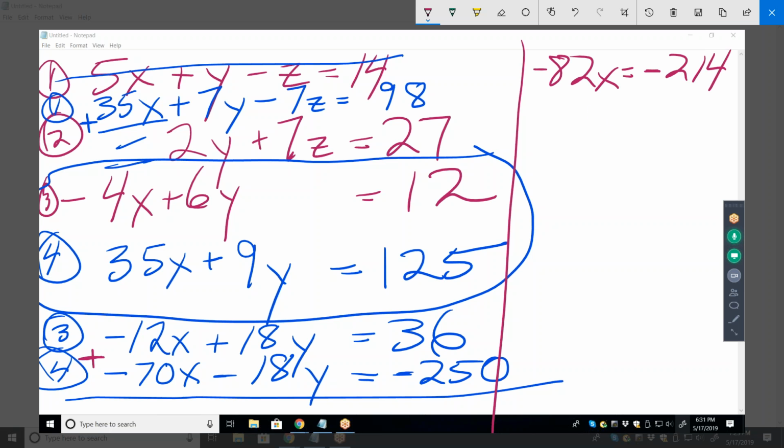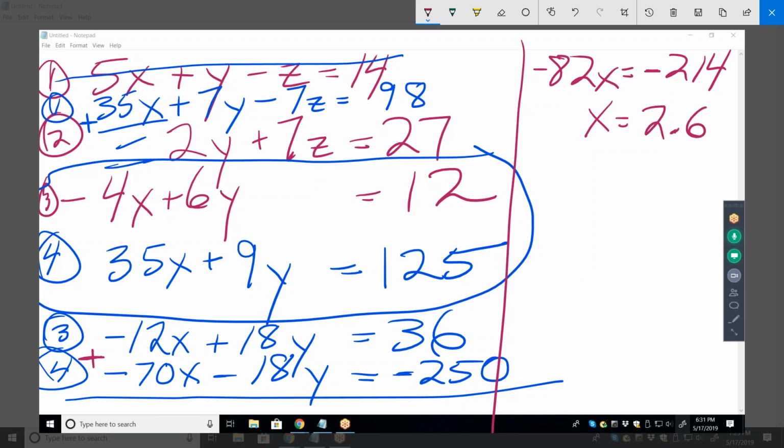What's x equal to? Really? They didn't make this? It's 214 divided by 82. I know, I hate it that they do that, but they do it. I can't do anything about it, so. Yeah, I don't know what other choice we have, so what is it?